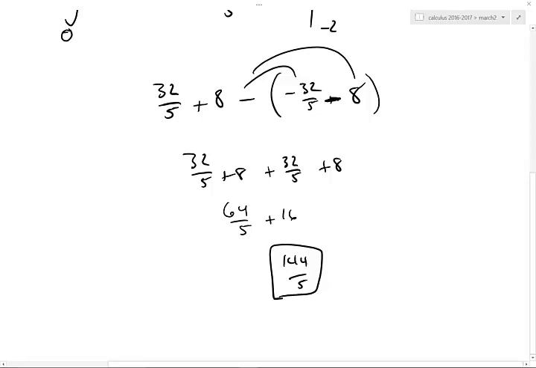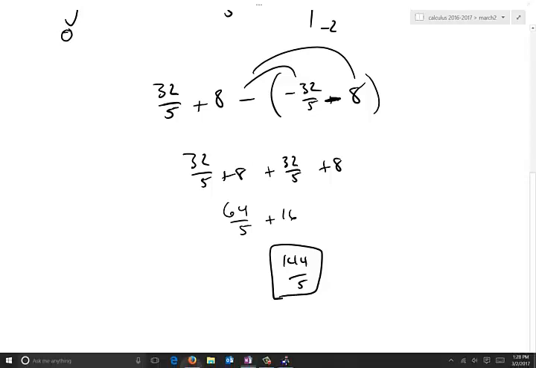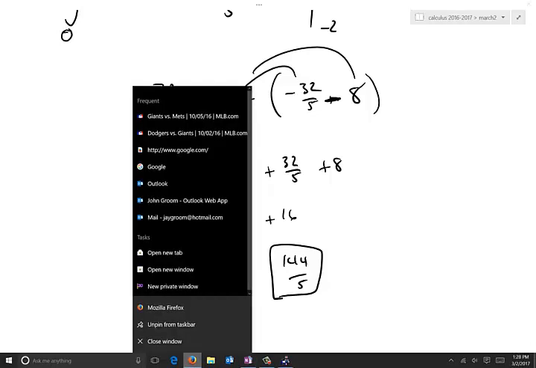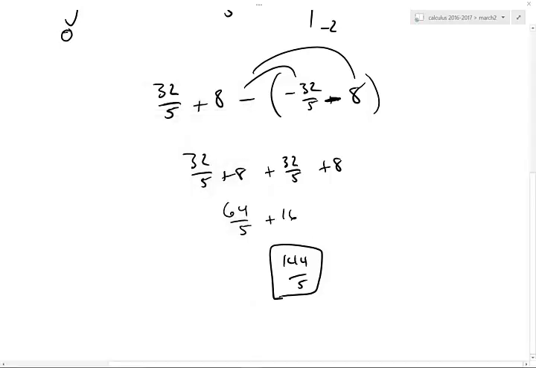Or you use Desmos like I told you. Or you use J89 like I showed you. And you got, what is that? 28.8. Yeah, whatever. That's it. That's what you're going to be working on today.